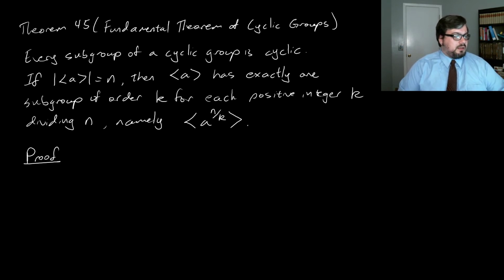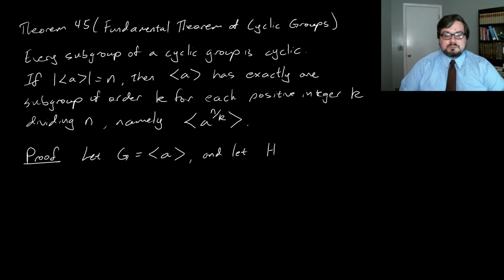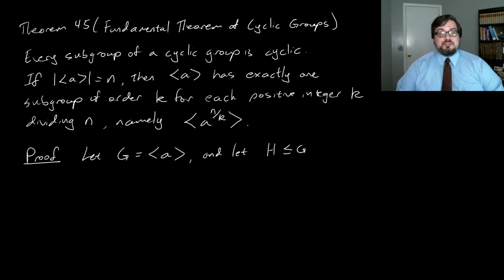So let's do the first statement first. Every subgroup of a cyclic group is cyclic. So let's let G be a cyclic group generated by A, and let's let H be any subgroup of G. At this point, we don't have any control over H. We want to prove that it's cyclic, which means that we want to show that there's some element of H which generates the whole thing.